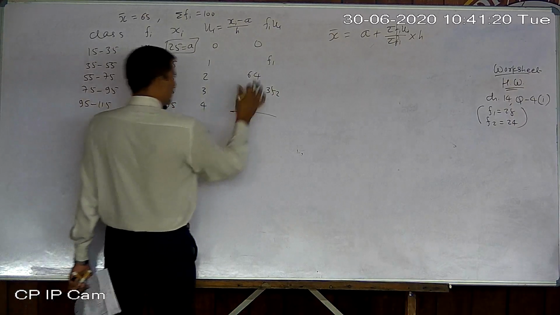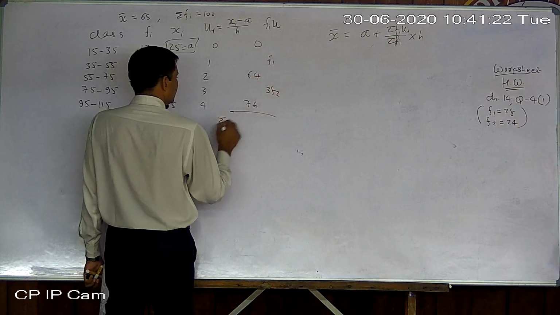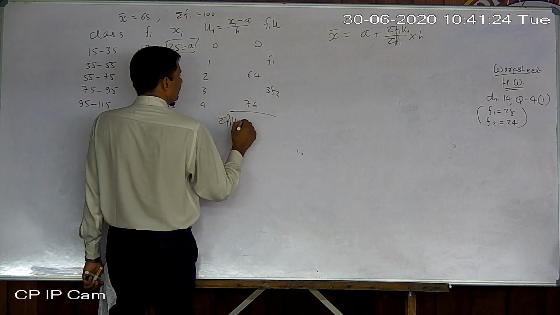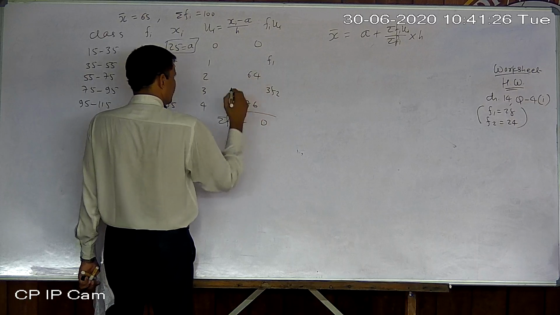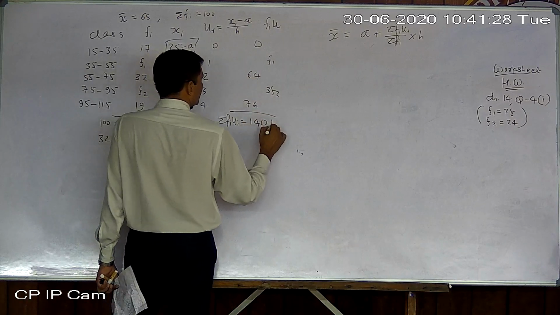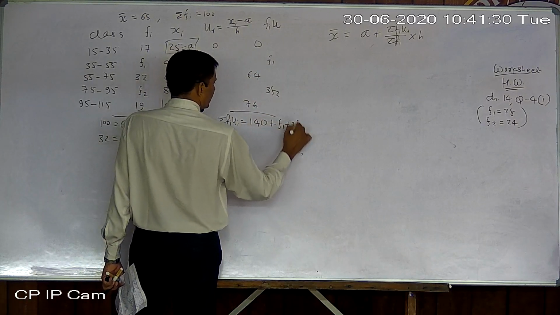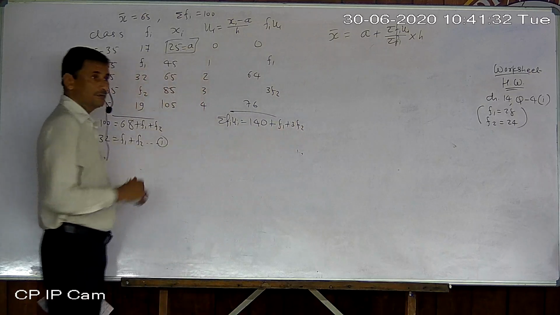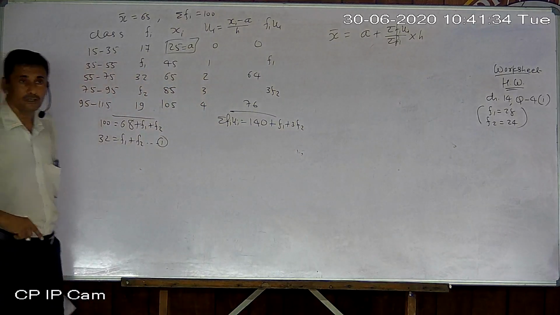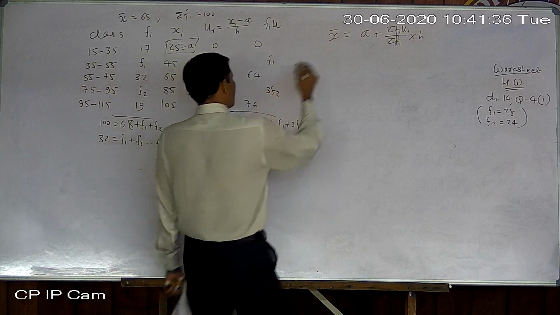Now just add them. Now no minus number will be there. So sigma f_i u_i will become 6 plus 7, 13, 14, 140 plus f1 plus 3f2. That is quite simple than earlier one. But problem will arise there only. Now try to place all values here.